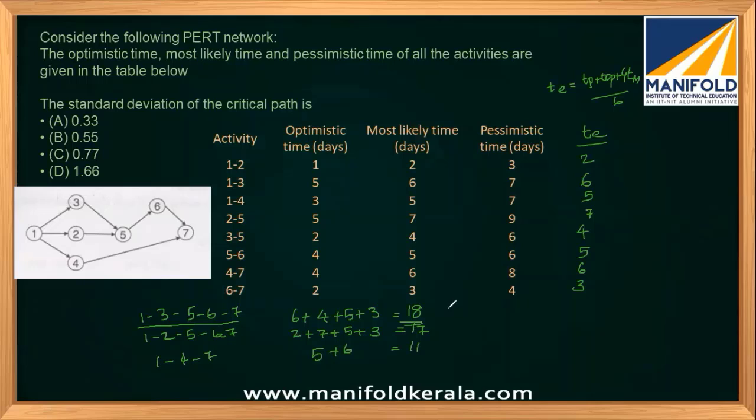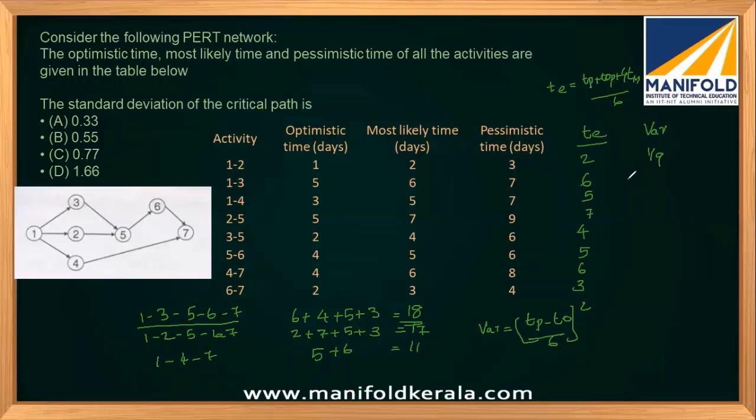Now we have to find out the standard deviation. For that, we have to find out the variance first. Variance is nothing but (TP minus TO) divided by 6, the whole square. With this formula, we can find it out. Don't forget that. So 3 minus 1 is 2, 2 divided by 6 is 1 by 3, and 1 by 3 whole square is 1 by 9.